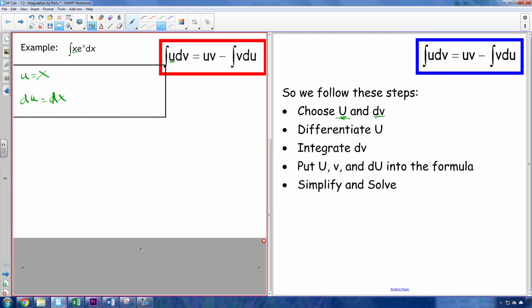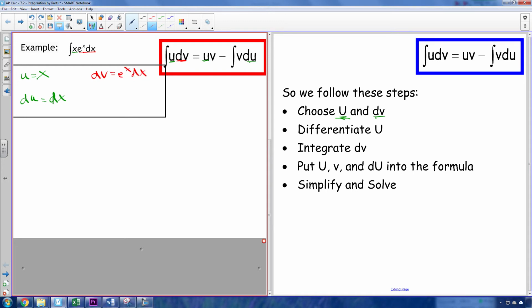Then we're going to choose our v. So we have that, which is going to wind up being those things later. We'll now choose our v, or our dv, sorry. Our dv is going to be everything else. So it should have a dx in it or something like that. So our dv is whatever's left, which is e to the x dx.